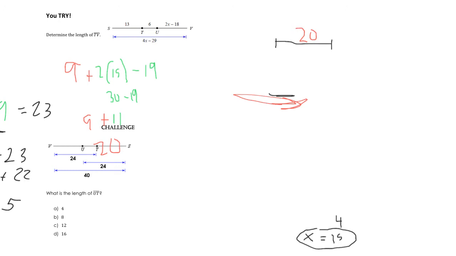So you probably tried these on your own by now, but again, we just want to set up our equation. So we need to add our pieces. 13 plus 6 plus 2x minus 18. And the pieces add up to the total, which is 4x minus 29. And again, I'm just going to combine like terms on the left and simplify. So I got a 13 plus 6 is 19, minus 18 is just 1, plus 2x equals 4x minus 29.